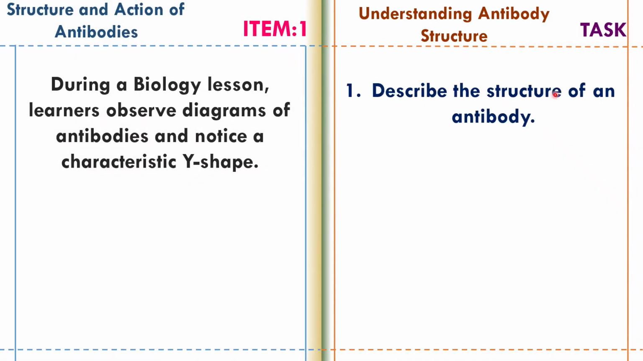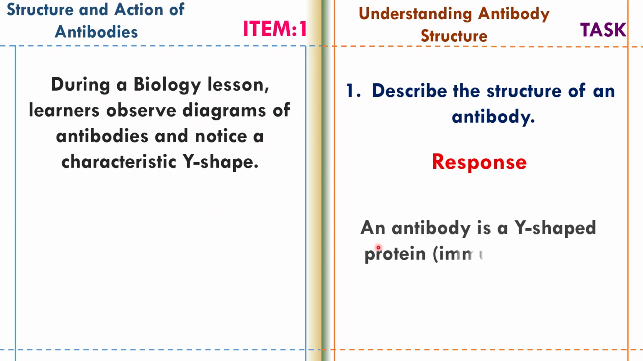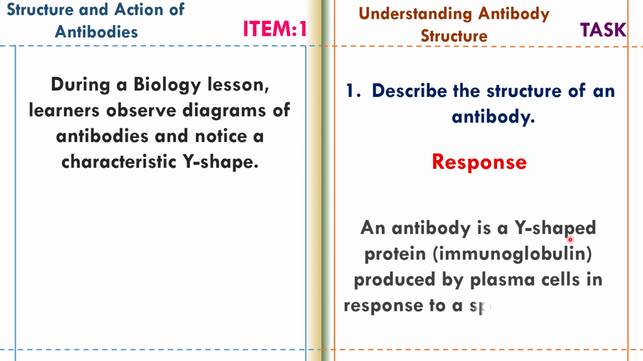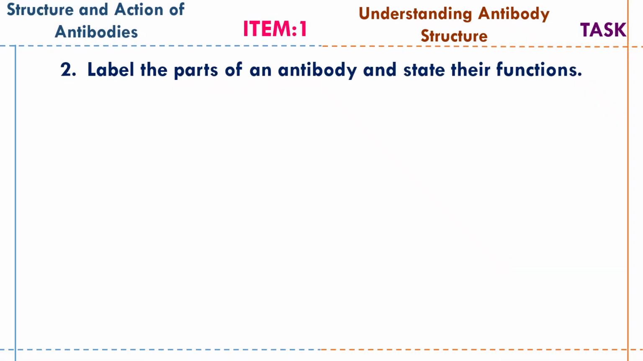Describe the structure of an antibody. An antibody is a Y-shaped protein, immunoglobulin, produced by plasma cells in response to a specific antigen. Label the parts of an antibody and state their functions.